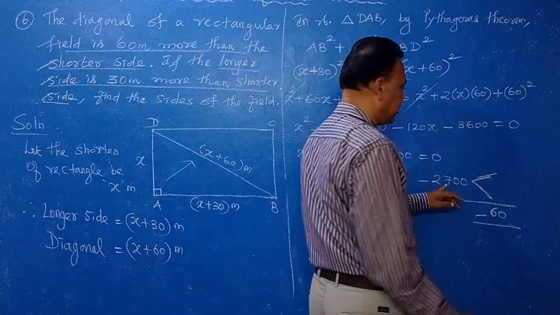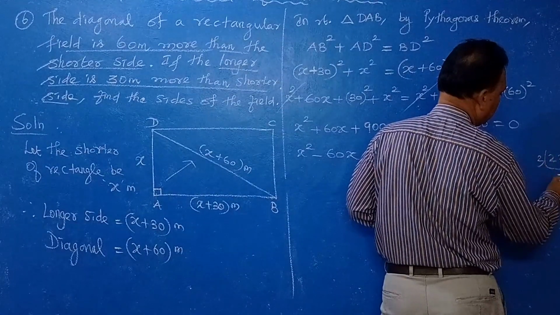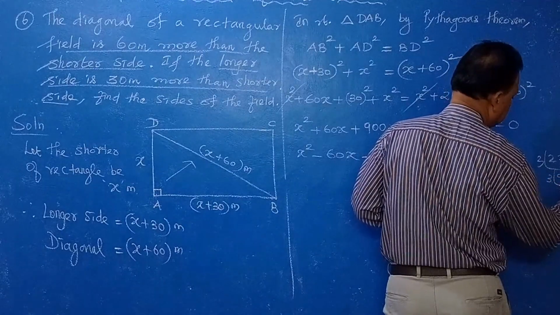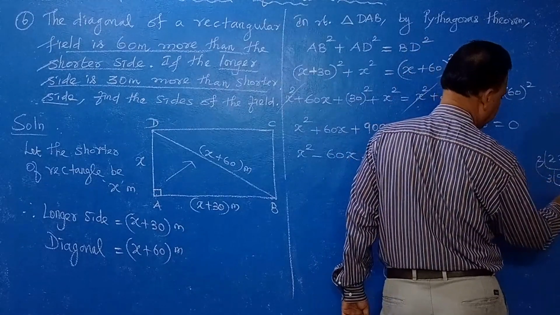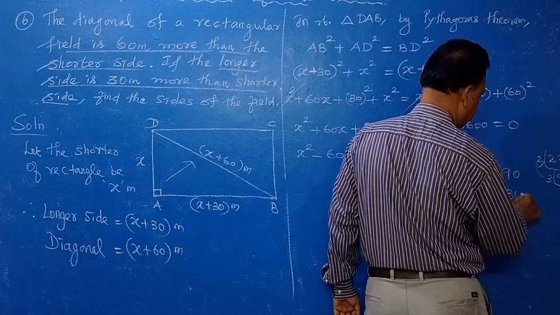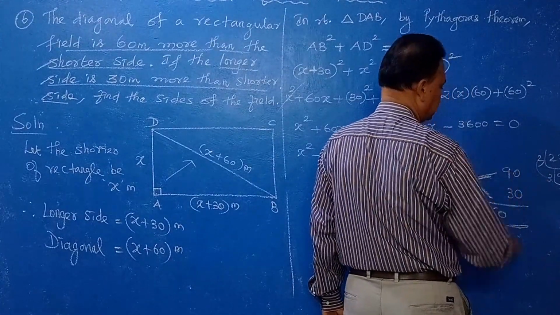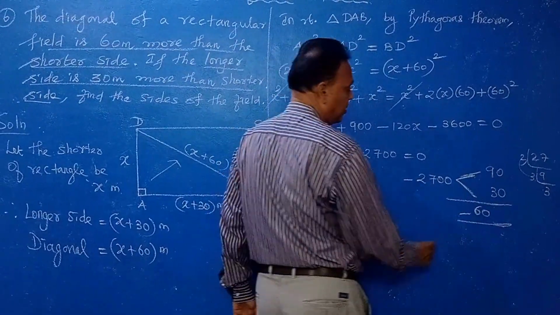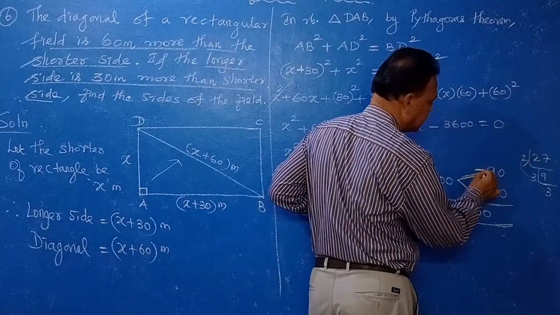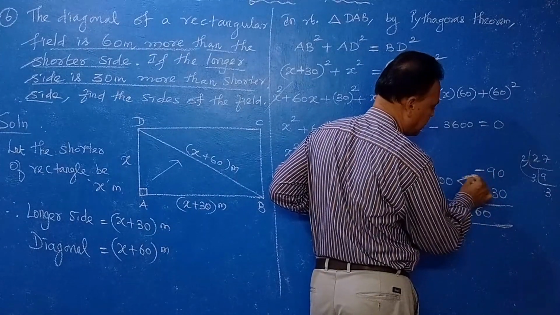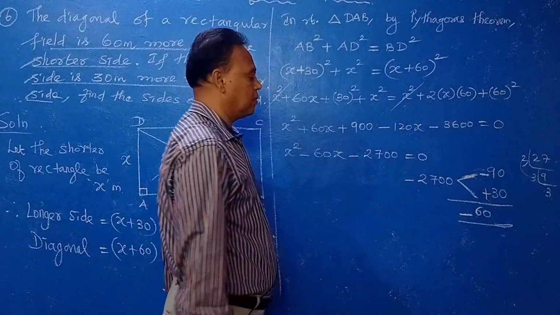You take 27 and you split up. You do the 3 table: how many times will it go? 9 times. Again 3 table. 9 into 3, 9 into 3, then you add a 0, that is 90 and 30. You see, correctly you will get. Here the middle term sign is minus, so the bigger number you take minus, and the smaller number you take plus.